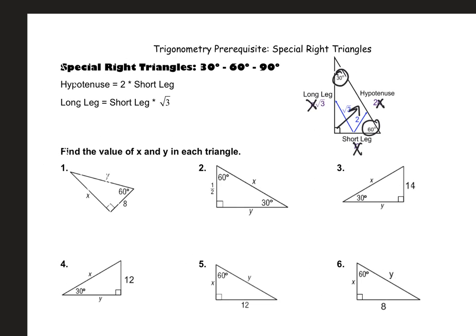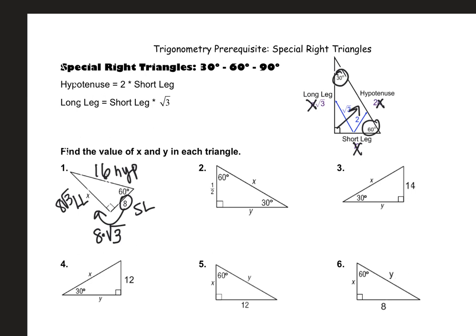So, number one, which leg are they giving us? The short, the long, or the hypotenuse? That's the short leg. That means X is the long leg, and the hypotenuse is this one right here. So to find the hypotenuse, we take the short leg and double it, so that would be 16. And to find the long leg, we do the short leg times what? Radical 3. So that means that the long leg here would be 8 radical 3.